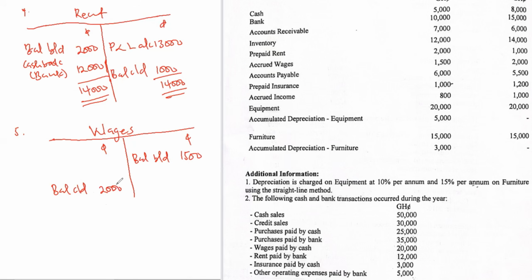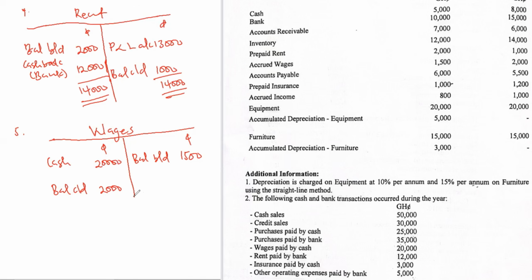And how much was paid for wages? As soon as it is paid, it means it will be on the credit side of the cash book. So if it is on the credit side of the cash book, then cash book will come to the debit side of the wages or the expenses account. So we see cash, which is 20,000.